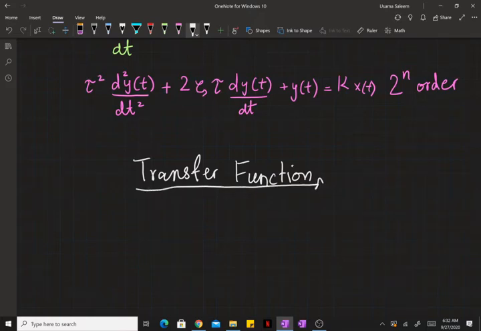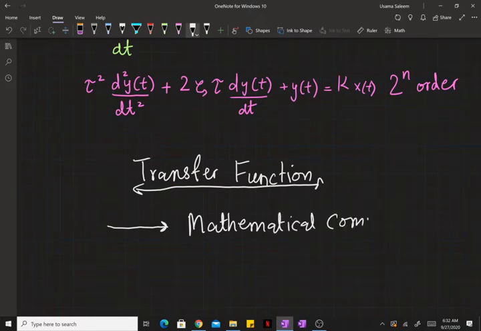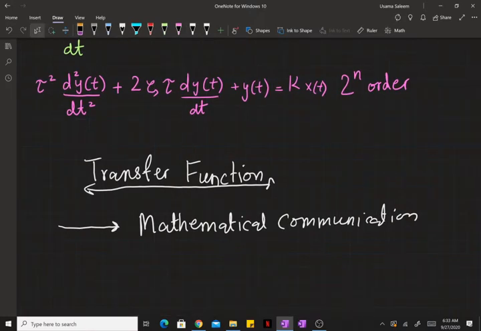So, for most people, this video is gonna serve as an introduction to the idea behind transfer functions. So I want you to think of transfer functions as nothing more than a way of mathematical communication. Okay, that's all. There is no physical significance of a transfer function. It's just a way of communicating parameters of a dynamic behavior.